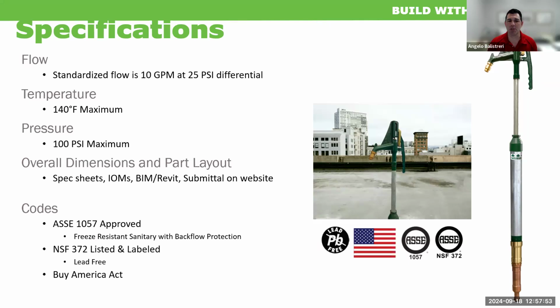Your specifications, we're hitting 10 gallons per minute at a 25 PSI differential. We can hit 140-degree max temperatures with 100 PSI max. You know, code approvals. What we've started to see is a little bit of a shift on certain code approvals for these particular jobs. Now, most of it not on the roof as much, but going back to those campgrounds, those RV parks, those national parks, they want clean, lead-free water. And that's where code 1057 for ASSC has come about.